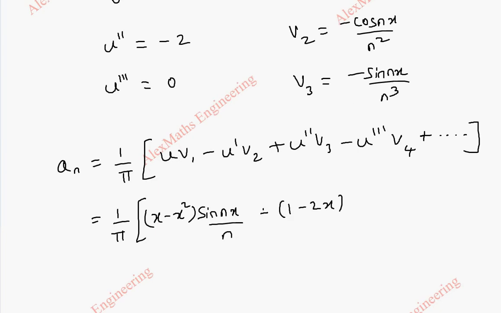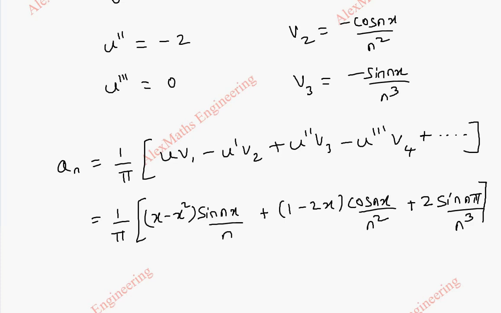So I make this as plus and put cos nx by n square, and plus u double dash. U double dash is minus 2 and v3 we have minus, so I make this as plus sine n pi by n cube.